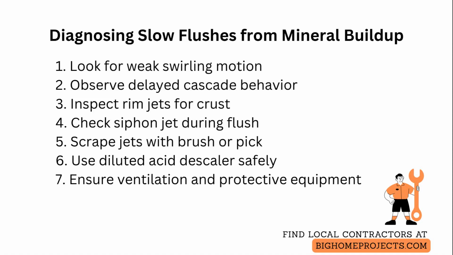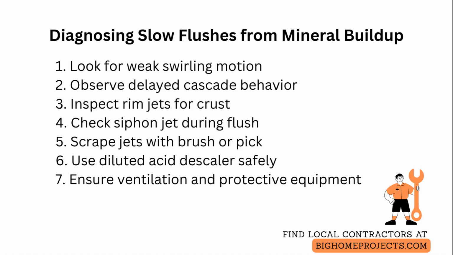Check the siphon jet at the bottom of the bowl by shining a light into the bowl during a gentle flush. A diminished jet stream or an off-center stream points to partial obstruction by scale. For diagnosis, you can use a stiff plastic dental pick or a small brush to scrape accessible jets, then run a test flush to compare before and after performance.